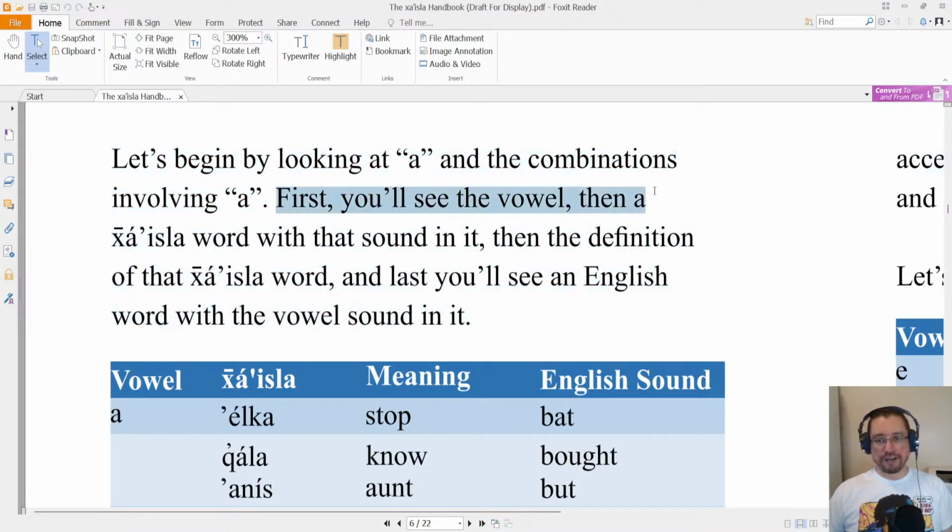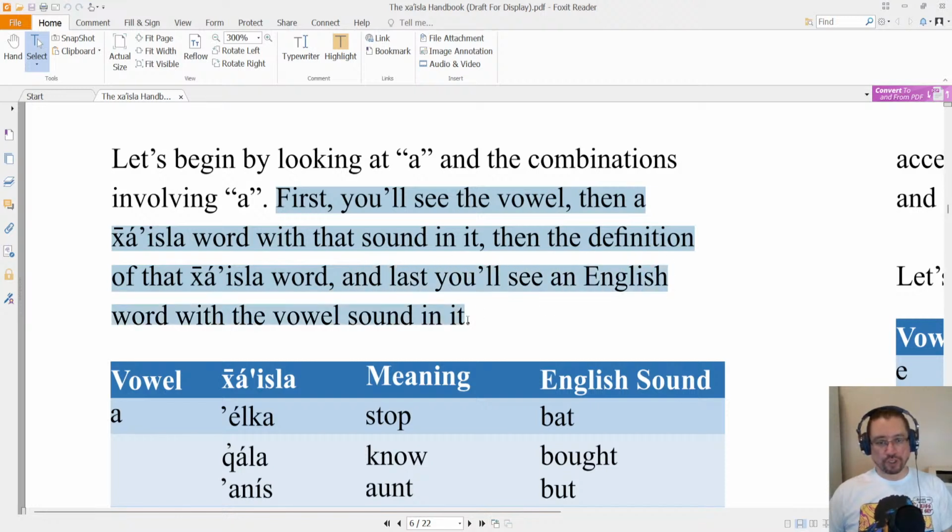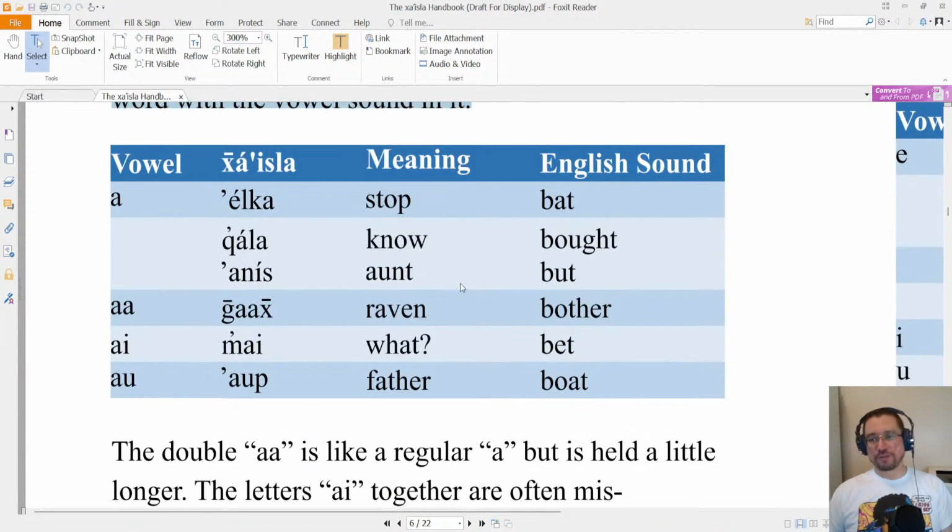First, you'll see the vowel, then a xa'isla word with that sound in it. Then the definition of that xa'isla word. And last, you'll see an English word with the vowel sound in it. So you'll see it's hard to find English words that have xa'isla sounds in them. I did the best that I could.